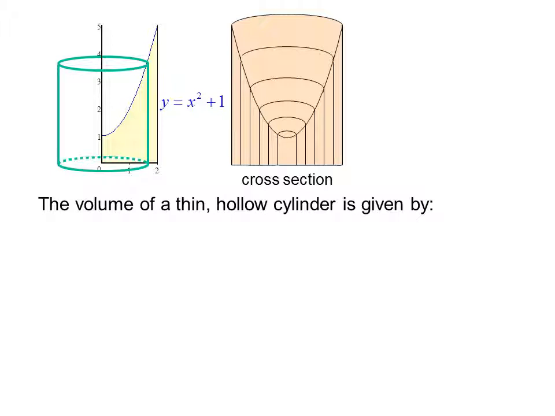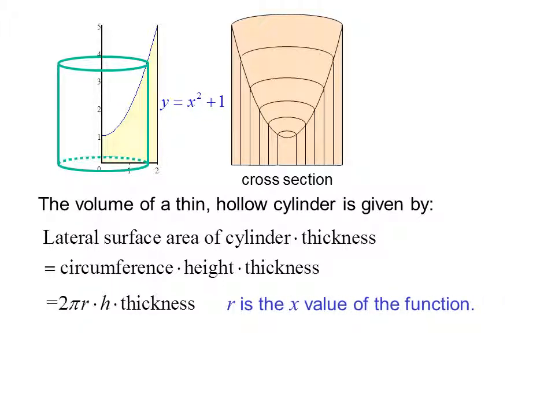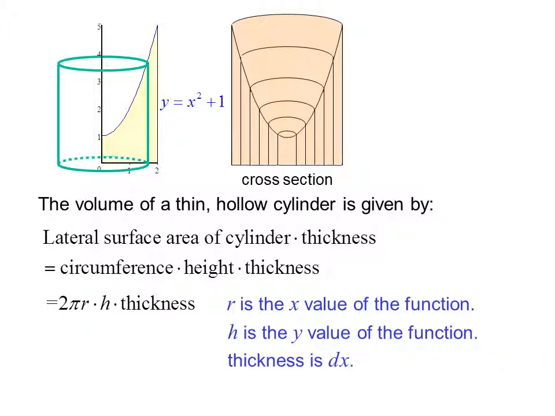The volume of a thin, hollow cylinder is given by the lateral surface area of the cylinder times the thickness, which is circumference times height times thickness, or 2 pi r times h times the thickness, where r is the x value of the function and h is the y value of the function. The thickness is dx.